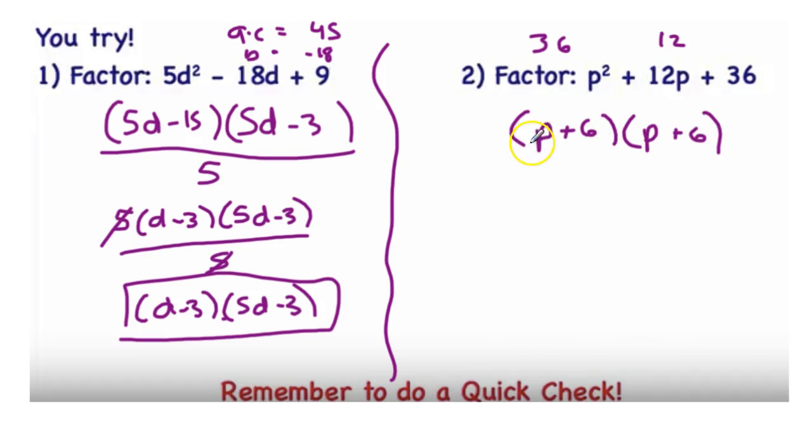And if you want to get fancy, if these are the same binomials, you don't have to write it like this, but you can. It becomes p plus 6 squared. Quick check. P times p, p squared. 6 times 6, 36. And then 6p and 6p, if you add them together, is 12p. So that one is good.